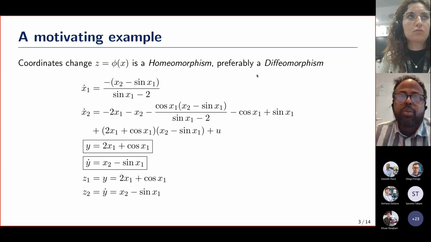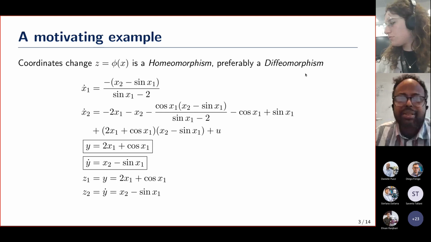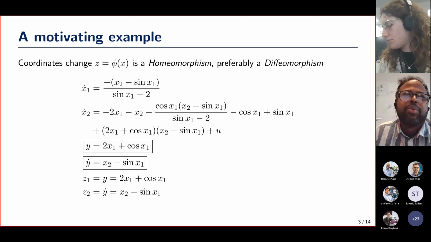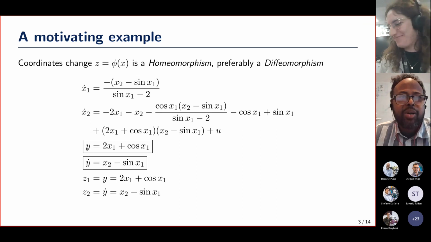Preferably, they should also have a continuous derivative, so a diffeomorphism, but these are not important. The idea is that we need to find new coordinates, given what we know about the output and its derivatives, such that we are able to, in fact, simplify the representation of this system.